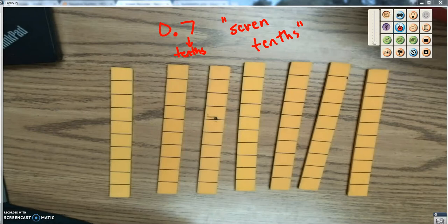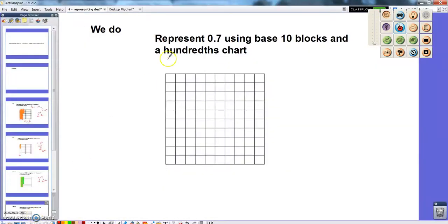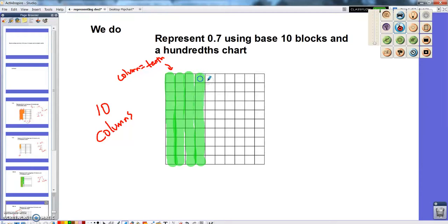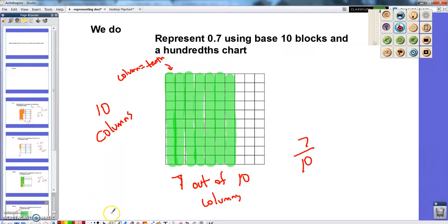All right. Back to my hundredths chart. Same way. So remember, this is where you've got to know that each column is a tenth. Column equals tenth, because there's 10 columns. Or you could do rows too, doesn't really matter. So I'm going to have to shade in 7 tenths. So there's 1 tenth, 2 tenths, 3 tenths, 4 tenths, 5 tenths, 6 tenths, and 7 tenths. That is 7 out of 10 columns, which is 7 tenths. All right, so that is how decimals look with a hundredths chart or base 10 blocks.